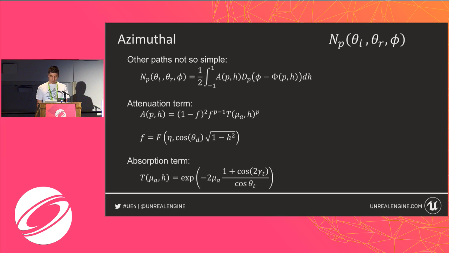Instead, we're going to solve the other paths as single lobes, more in line with how Marschner originally did. It is useful to understand the attenuation term A here. This is broken into two subterms, the Fresnel and absorption function, which is listed there.